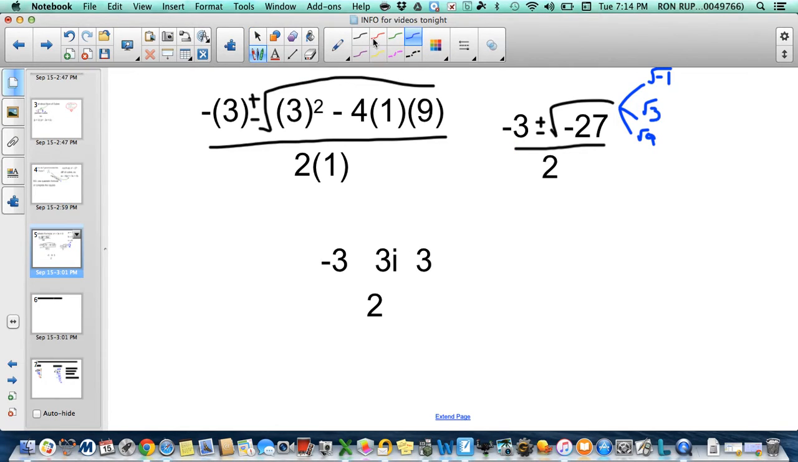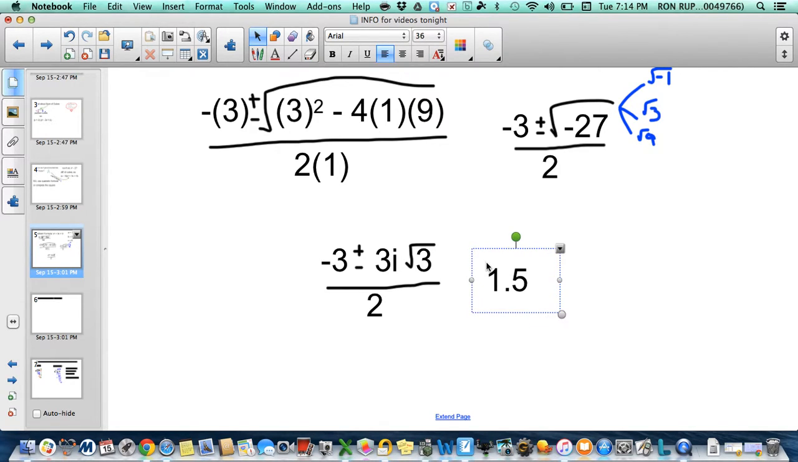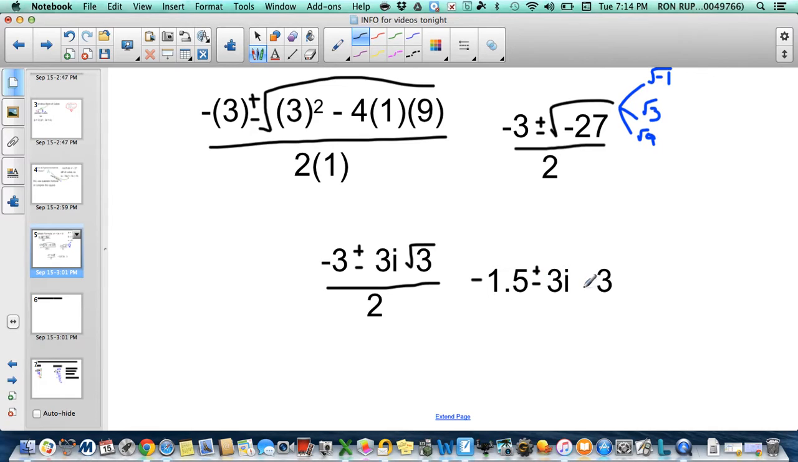Negative 3 plus or minus 3i square root of 3, all of that over 2. Now remember, you will typically see it split up, and so an answer that will be helpful for us would be to see negative 1.5 plus or minus 3i square root of 3, and just this part is over 2. Or we could do 1.5i square root of 3. Either way, I'm going to express it like this because this will help us compare answers.